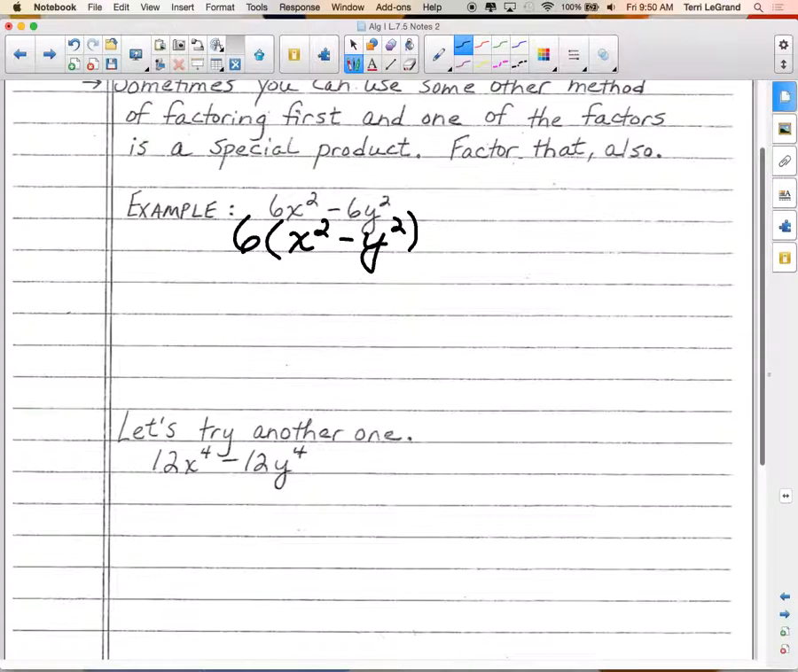Is that a special product? Yes, because it begins and ends with perfect squares, and it has subtraction, doesn't it? So we are going to factor that now. We're going to arrow this 6 down so we don't forget about it, because it's still going to be part of our end answer. Now I need the square root of x squared and the square root of y squared. The square root of x squared is x, and the square root of y squared is y.